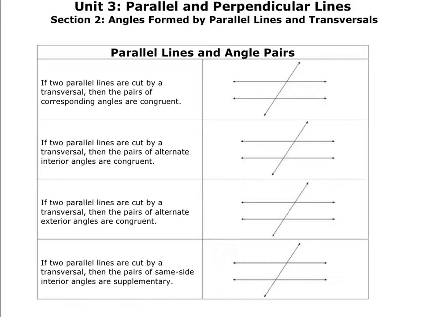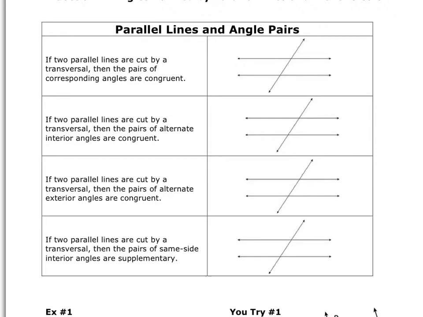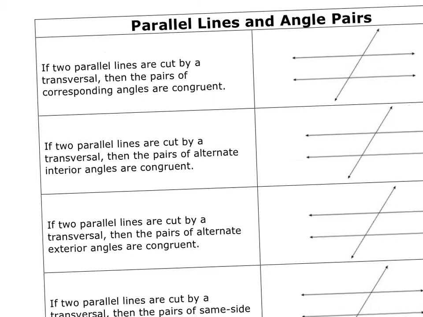A transversal is the line that cuts through your two straight lines, two parallel lines. Remember, always your transversal is that line going on right there. There are four terms that you need to know: corresponding angles, alternate interior angles, alternate exterior angles, and same side interior angles.